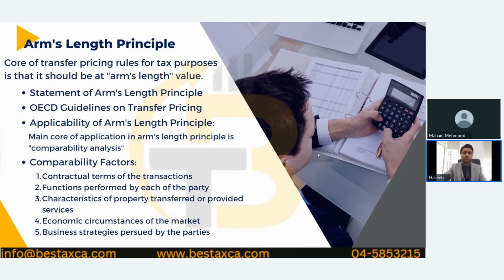And the business strategies pursued by the parties, of course, whatever business strategies we are dealing with, should be as per market practice. These are some of the comparability factors that we will account for when comparing our transactions with the market practices.